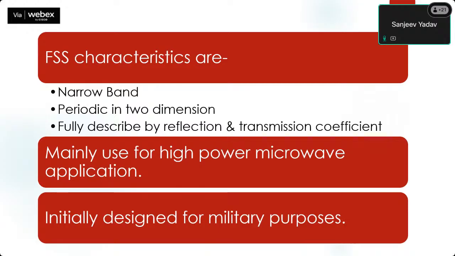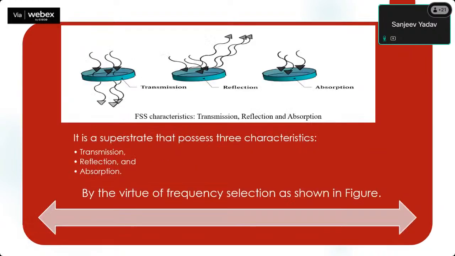Some of the characteristics of frequency selective surfaces are that they are very narrow band structures. They are periodic in 2 dimensions. We can fully describe the structures by the reflection or transmission coefficient. They are used for high power microwave applications. Initially, these structures were designed for military purposes, but nowadays we can use these frequency selective structures anywhere.